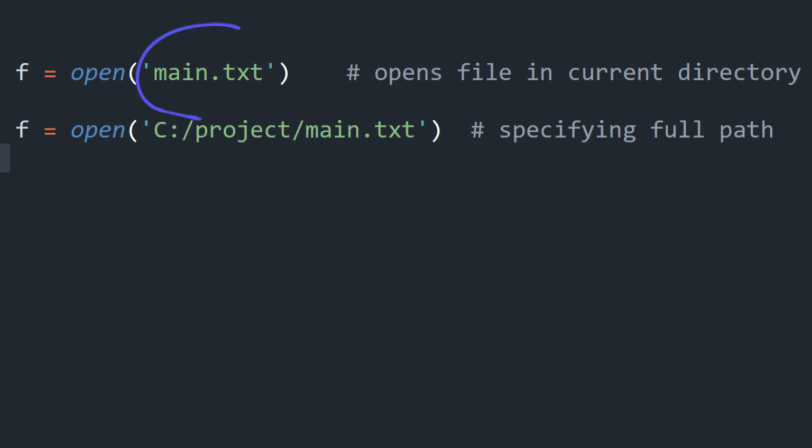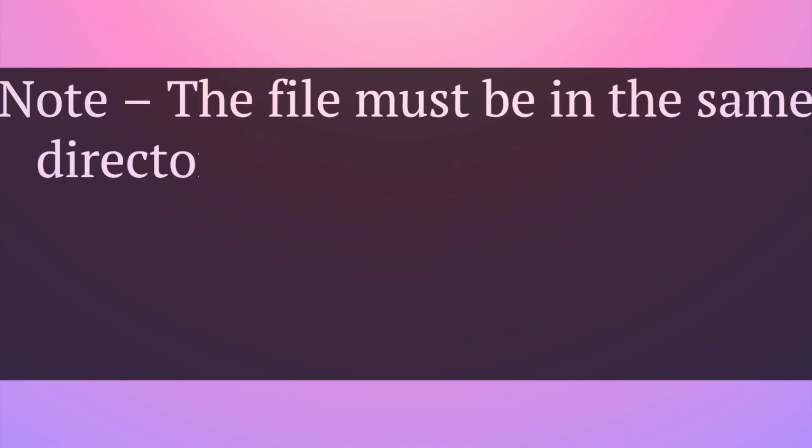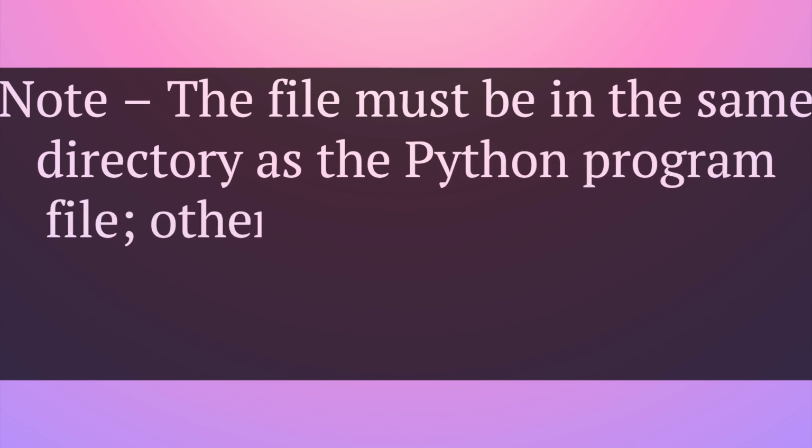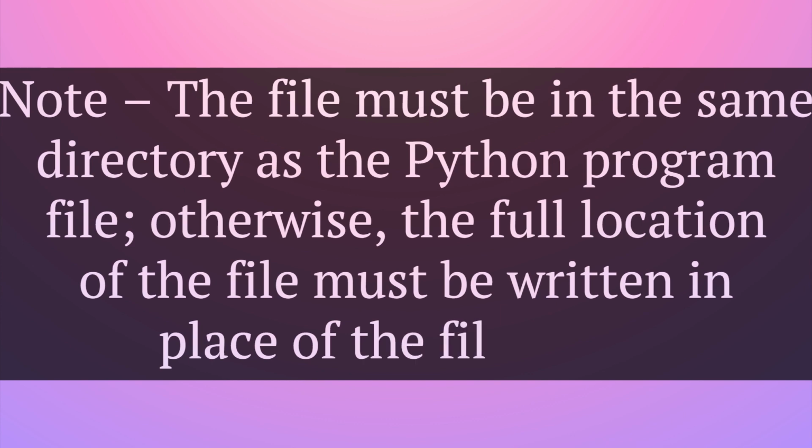That is, if you have a text file named main.txt, the filename is not simply main. It's called main.txt. If you're using Windows, you can also specify the file's actual location, such as c:/project/main.txt. Note, the file must be in the same directory as the Python program file, otherwise, the full location of the file must be written in place of the filename.